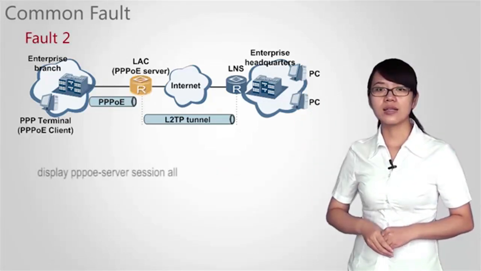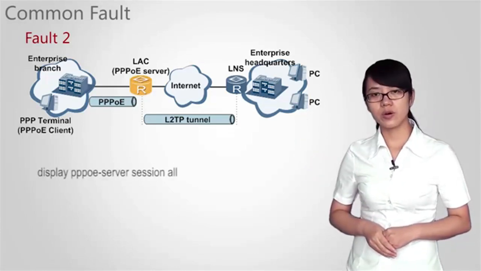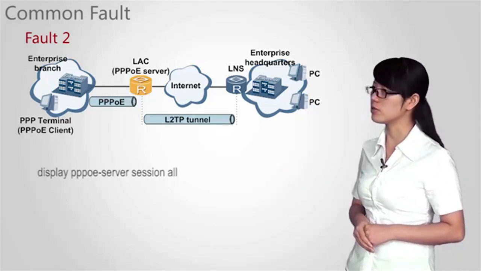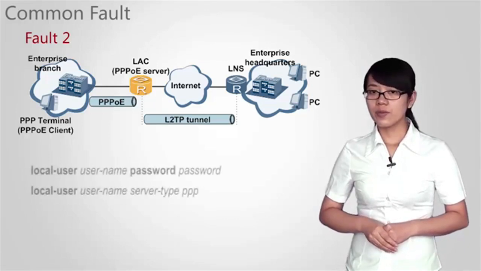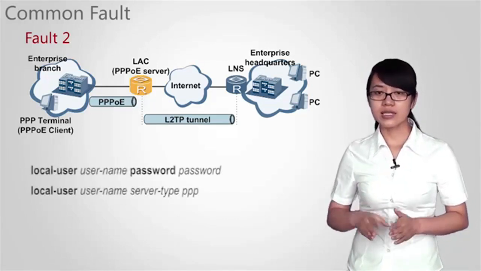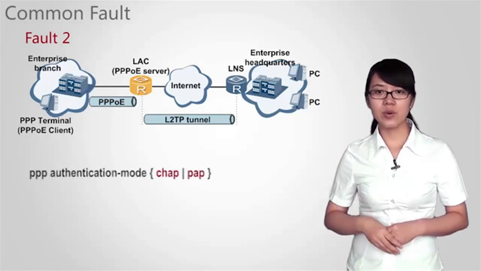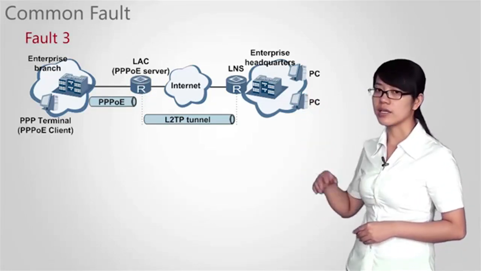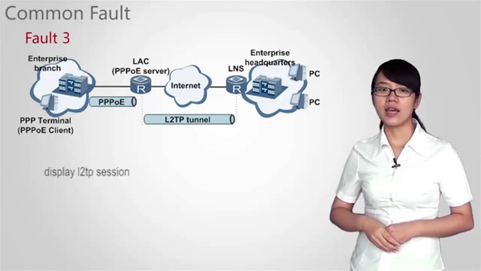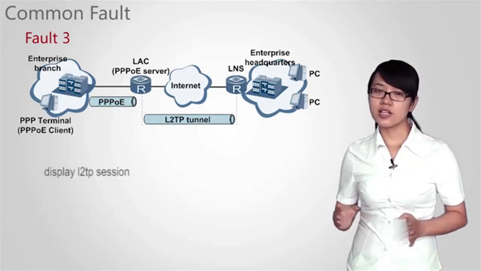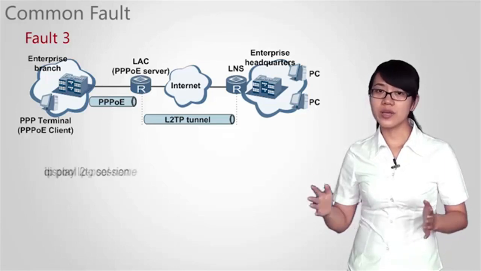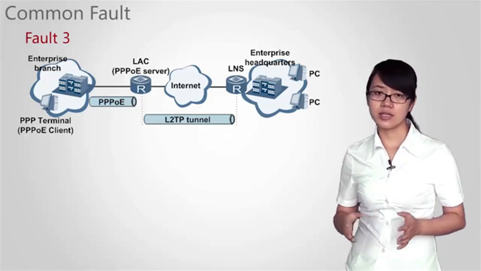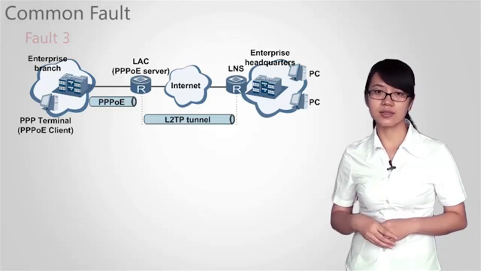Fault 2. Run this command to check the PPPoE session status. The session has not been set up. The possible causes are as follows. User information configured in the AAA view on the LAC is incorrect. The LAC and remote user use different PPP authentication modes. Fault 3. Run this command to check the L2TP session status. The session has not been established. No IP address pool is configured on the LNS. User information configured in the AAA view on the LNS is incorrect.